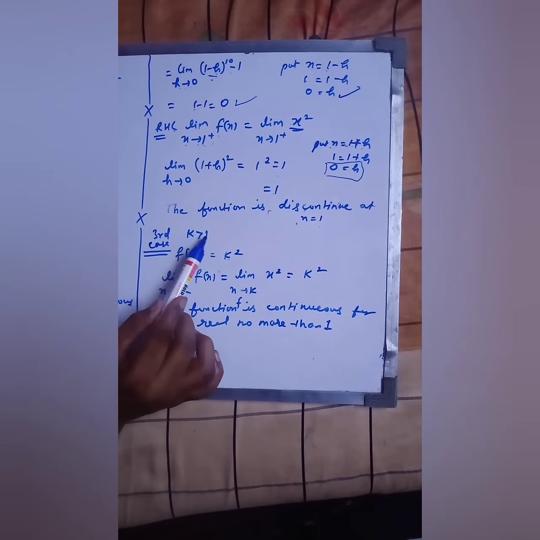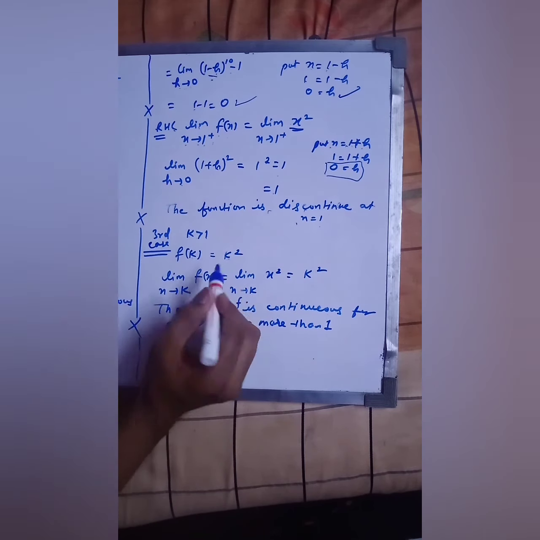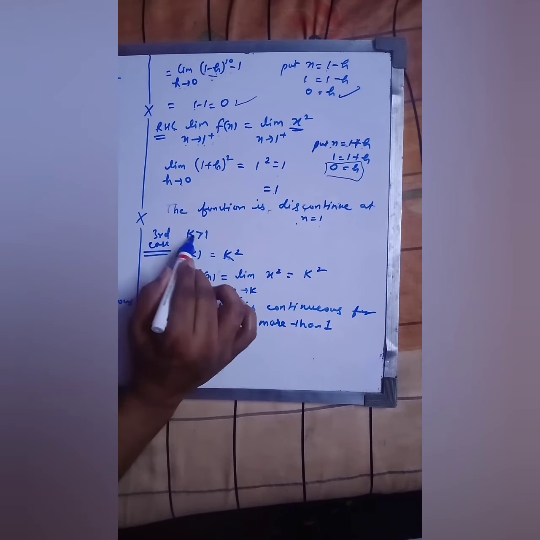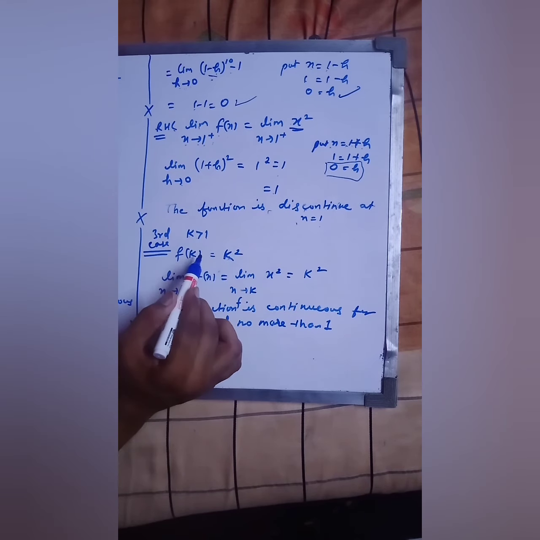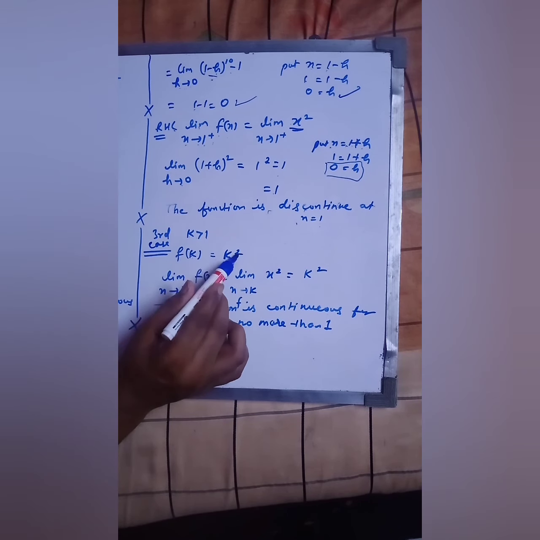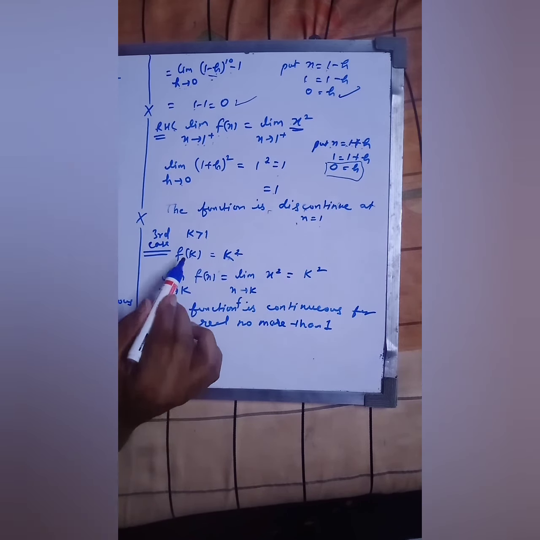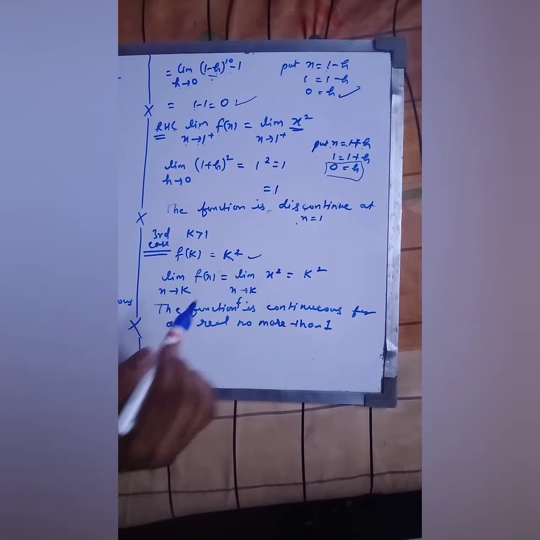Here the value of k is more than 1, so you have to find out f(k) first. If it is more than 1, the value of the function is x square. So in place of x I am putting k, so it would be k square. Fine. So you have calculated this value.